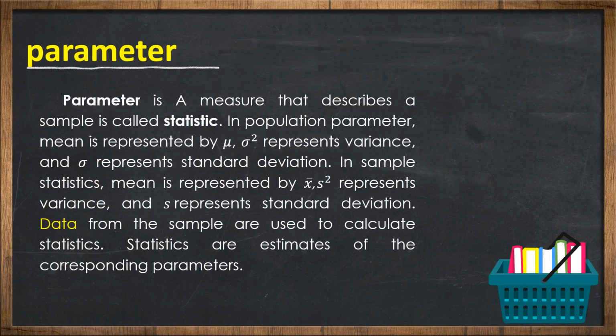A measure that describes a population is called a parameter. A measure that describes a sample is called a statistic. Okay? In population parameters, the mean is represented by mu, the variance by sigma squared, and the standard deviation by sigma. In sample statistics, the mean is represented by x-bar, the variance by s squared, and the standard deviation by s. Data from a sample are used to calculate statistics, and statistics are estimates of the corresponding parameters.